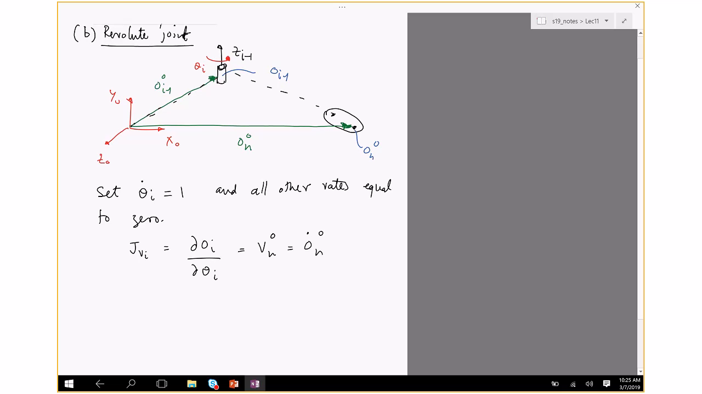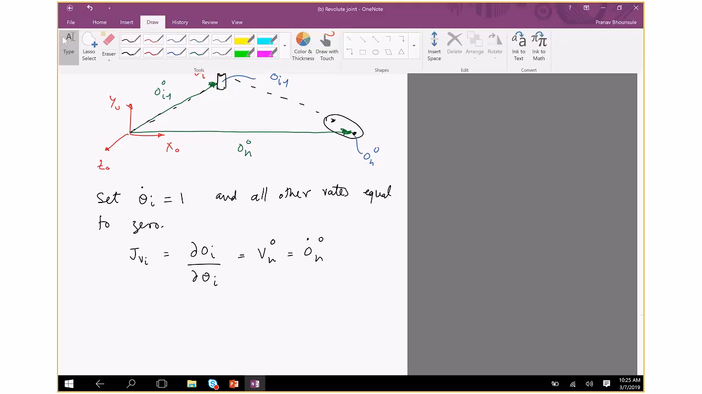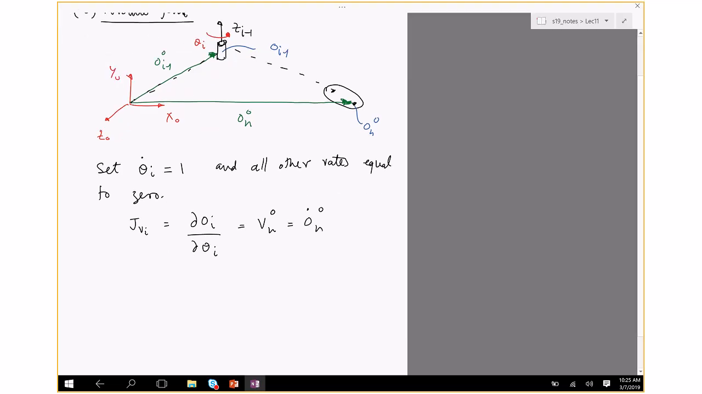Okay, so if I want to find this formula, I need to find what happens to the end effector, which is defined by ON0, when I give a unit velocity to theta I. Okay. So when I turn theta I by unit velocity, the question is how would ON0 move? Okay. So the velocity of ON is given by this well-known formula for velocity as a function of speed, which we have derived. Not derived, we've actually used it quite a few times before.